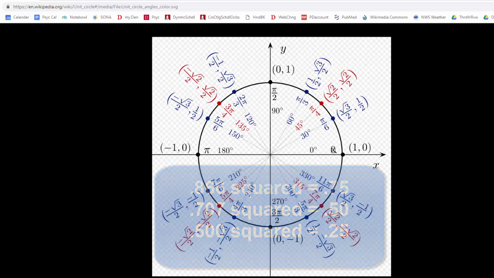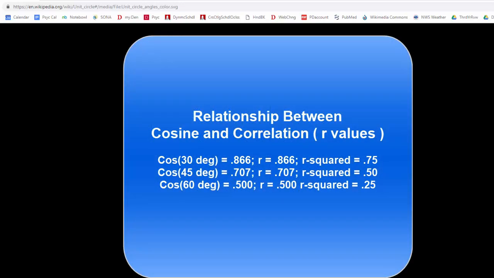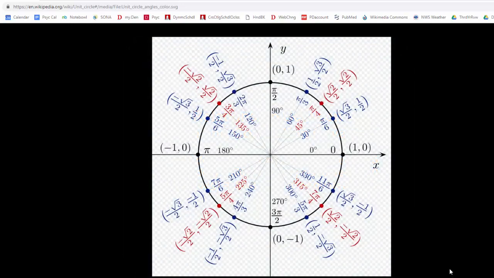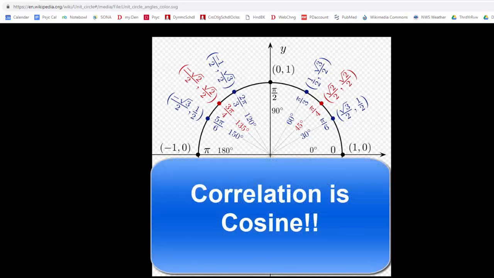And this has an important connection to the r values from correlation, where we would often square the r such that we would get r squared. So a take-home message then is that there's a relationship between cosine and the r statistic. In fact, correlation is cosine.